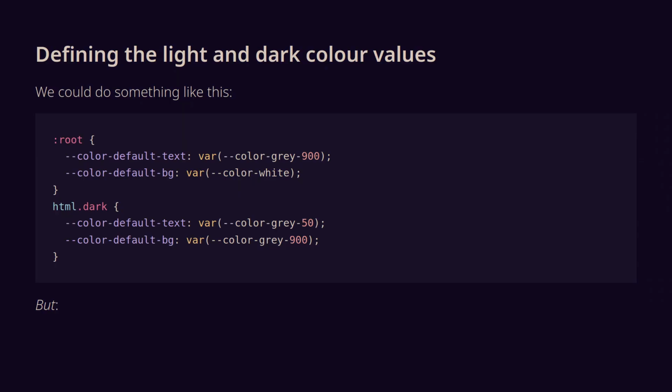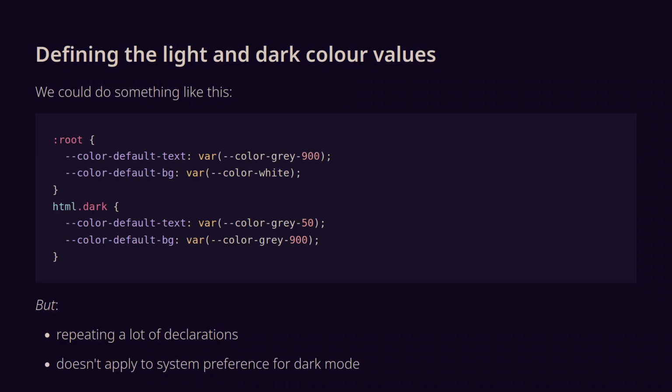And I've seen a lot of sites do this, but you're repeating a lot of stuff. It could get out of sync. You add another color property, and then you have to remember to add it to both, so it can get to be a mess. And of course, this doesn't apply to users who have their system preference set to dark mode.